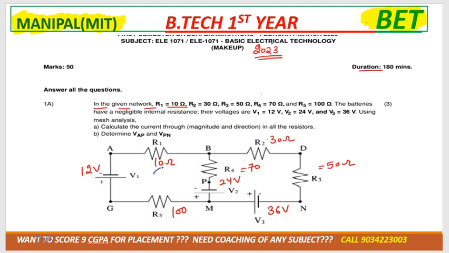So for that we need to apply mesh analysis. Let us consider in this mesh current I1 is flowing and in this mesh current I2 is flowing. Okay, so for the first mesh equation, the current is moving from A to B, B to M, M to G, G to A.